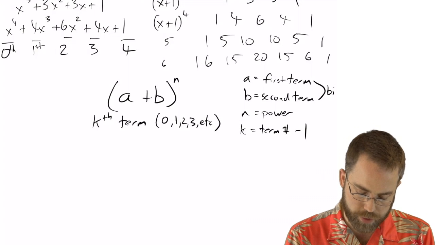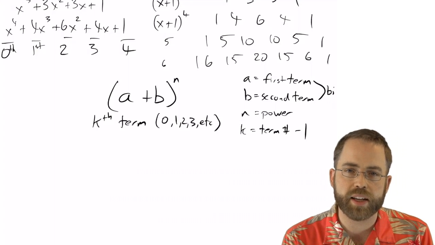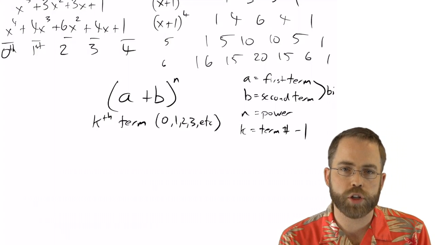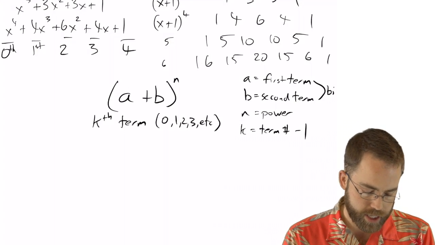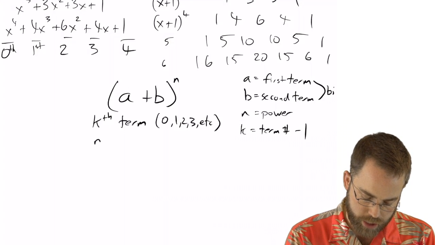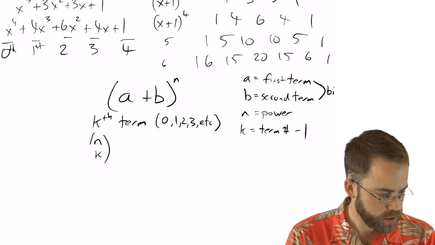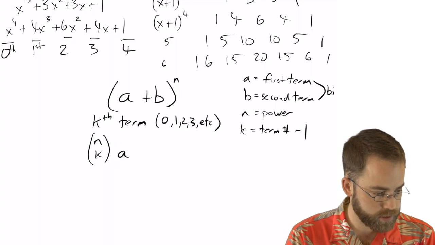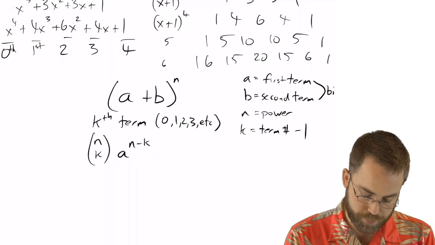How do we do that then? Well, it turns out that if we want to find the kth term of a plus b to the n, it is equal to n choose k, a to the n minus k, b to the k.